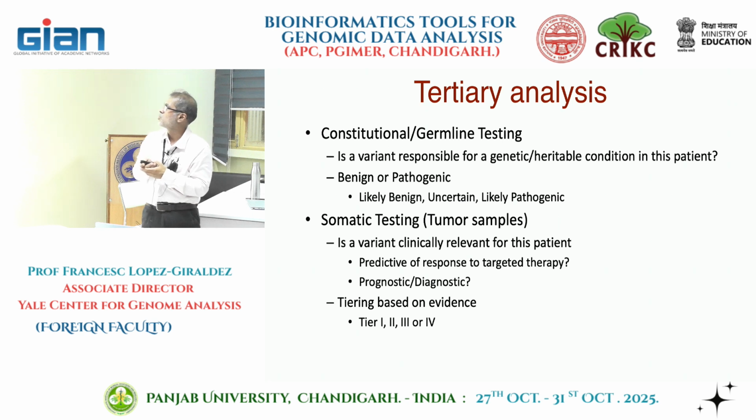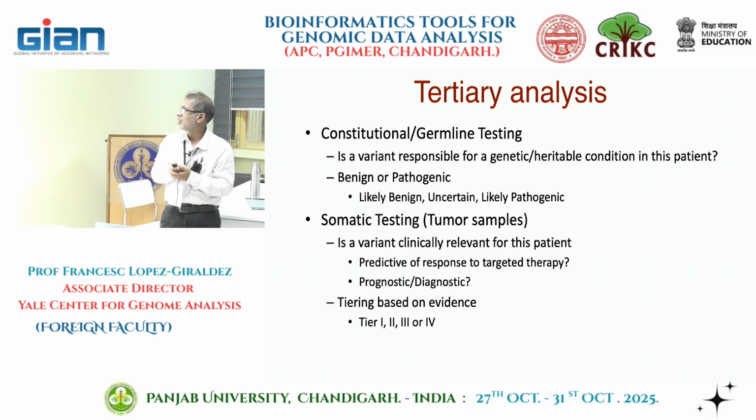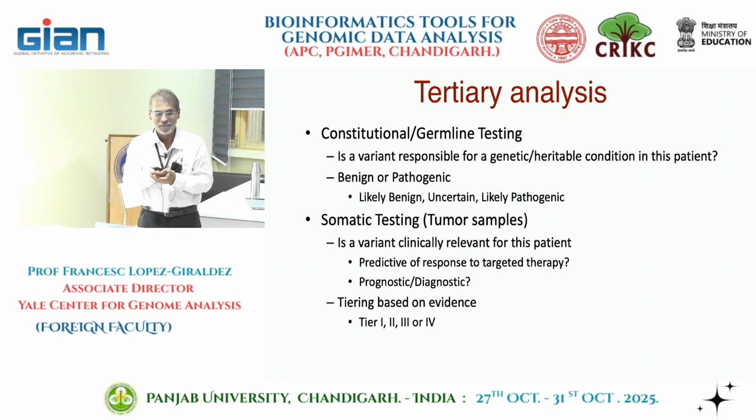So this is the tertiary analysis for a germline. You have to ascribe that variant to the particular phenotype, or you can classify it as likely benign, uncertain, likely pathogenic, or pathogenic. I'll just focus on the germline variants because that's what we do. But somatic variants are the variants which you look at in cancer specimens. So for example, if you have a cancer specimen, you will look at somatic variants, and there the classification is slightly different. A tier-based system is there, which is different from what you do for a germline variant.